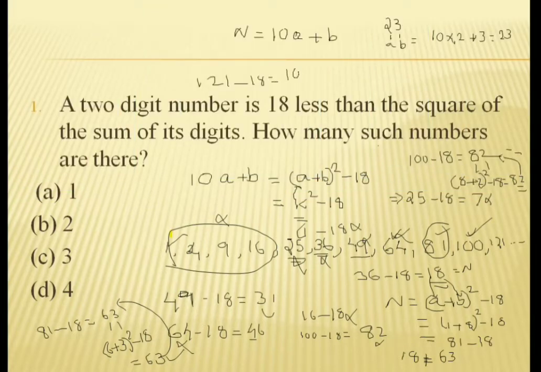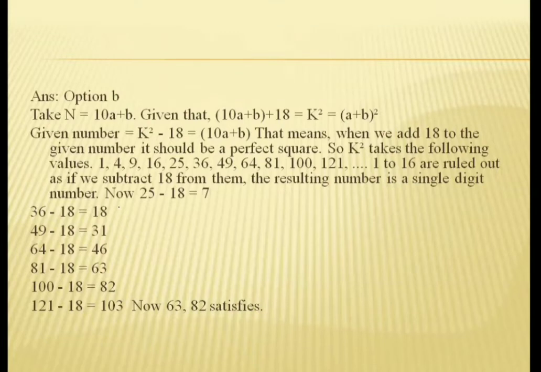So we can check the next number, that is 121 minus 18. This is 103 that we are getting. That is a 3-digit number. So we need not check from 121 onwards. So the question is a 2-digit number, 18 less than the square of the sum of its digits. How many such numbers are there? There are two numbers, that is 63 and 82. These are the explanations. Those who want the explanations, we can note it down. So the answer is option B here.